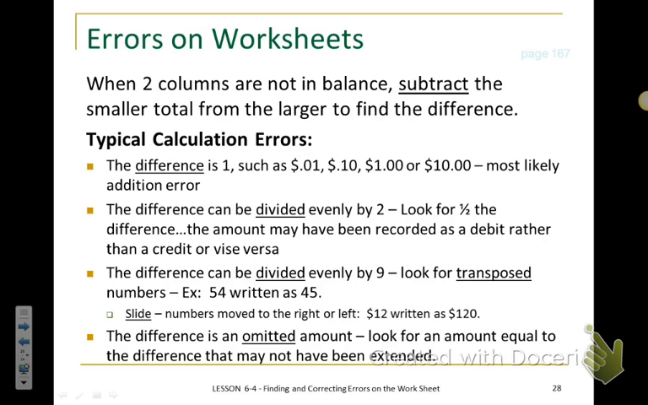Okay, if the difference can be divided evenly by 9, that means you've transposed a number in all likelihood. You should have written 54 and you wrote 45. So look for that. Slide numbers are where you, say, wrote 12 instead of 120, so you left off the 0. If the difference is an omitted amount, look for an amount equal to the difference that may not have been extended. So that's another error that you can look for.